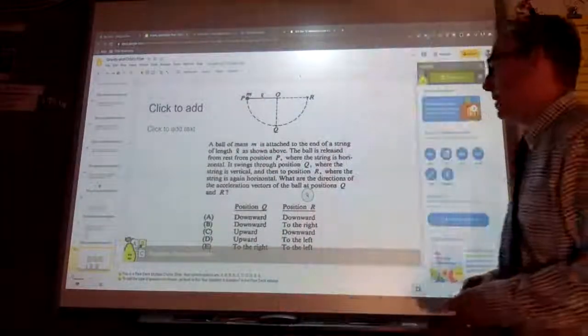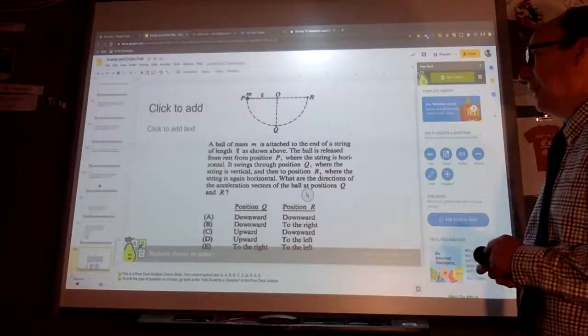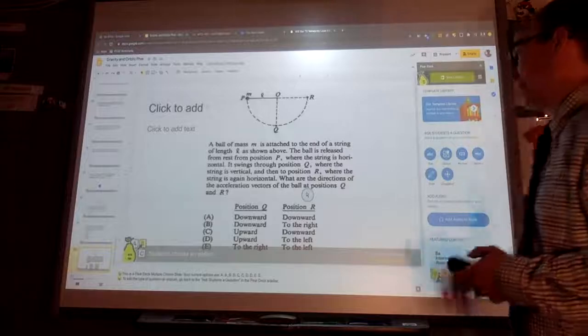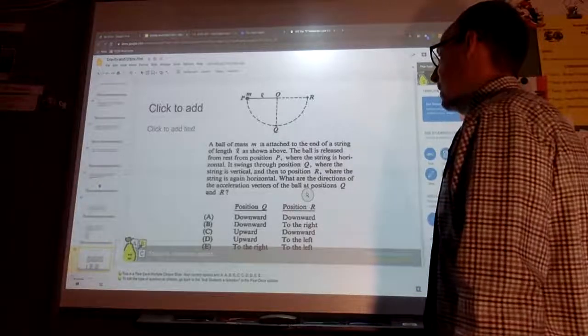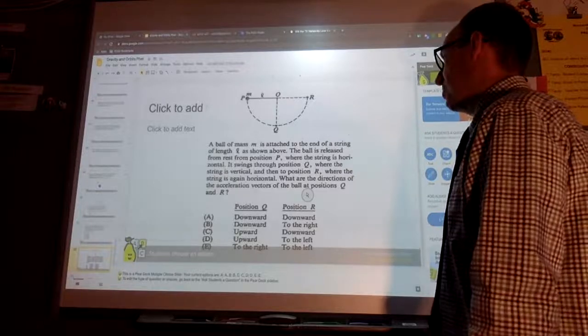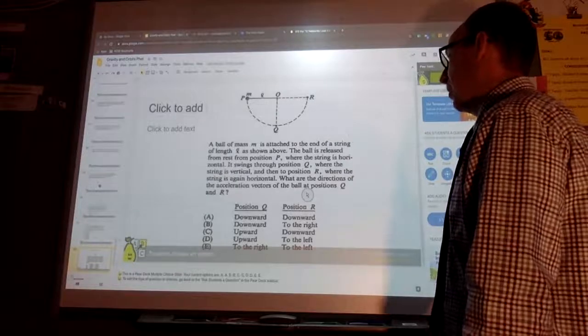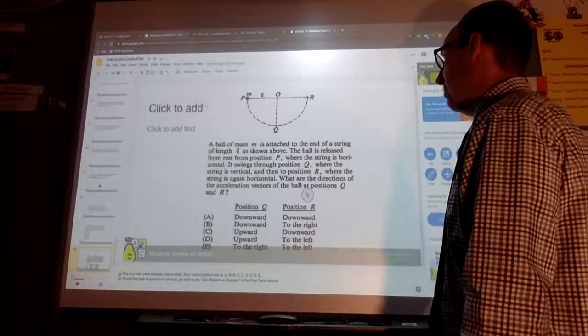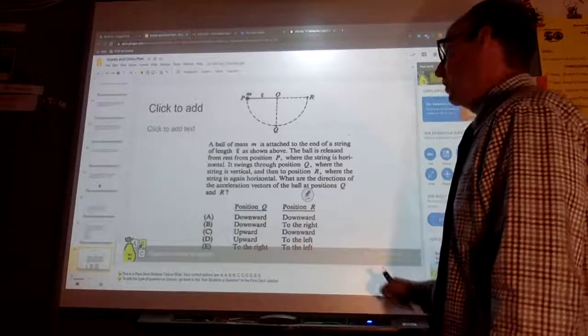A ball of mass M is attached to the end of a string of length L as shown above. The ball is released from rest at position P where the string is horizontal. It swings through position Q where the string is vertical, then position R where the string is horizontal again. What are the directions of the acceleration vectors of the ball at positions Q and R?